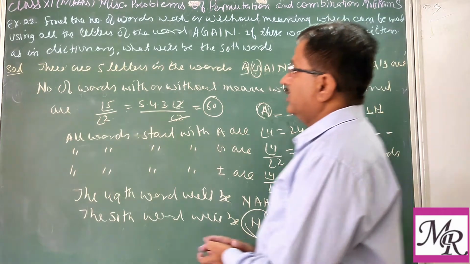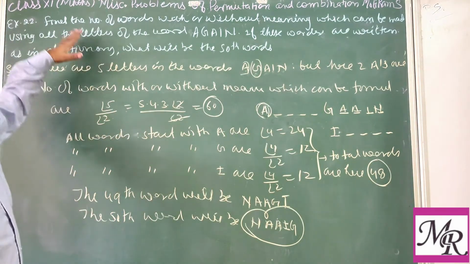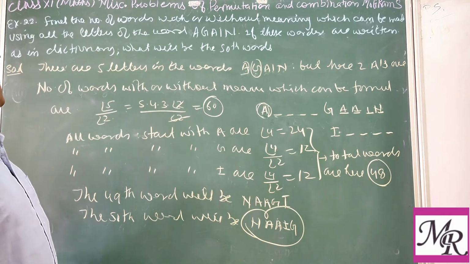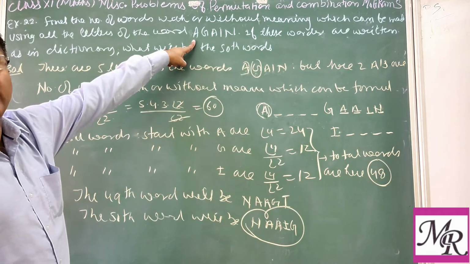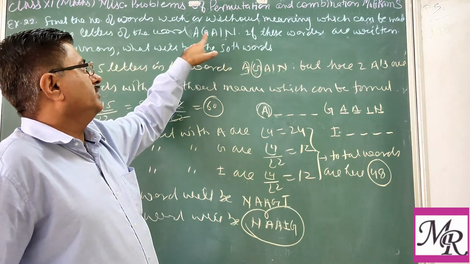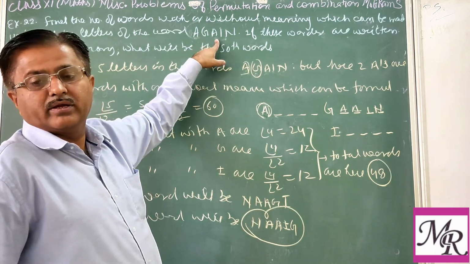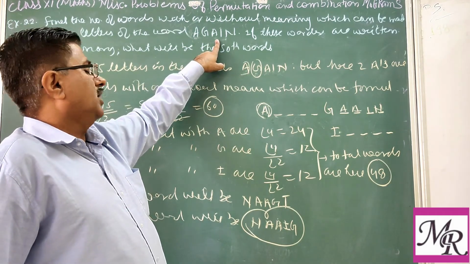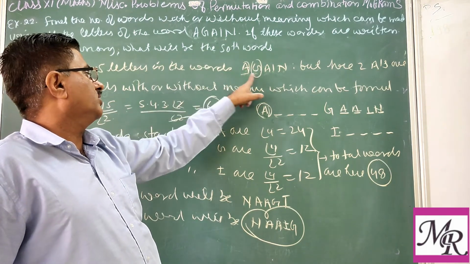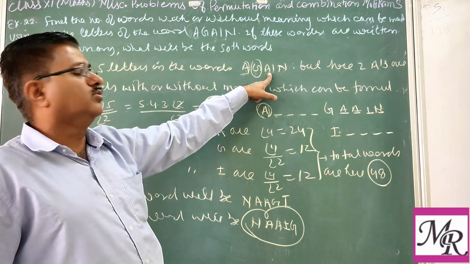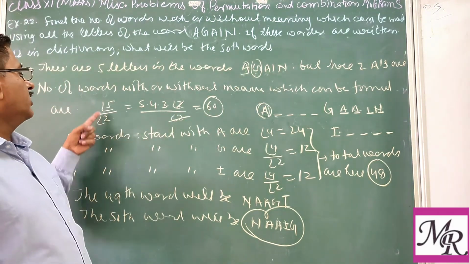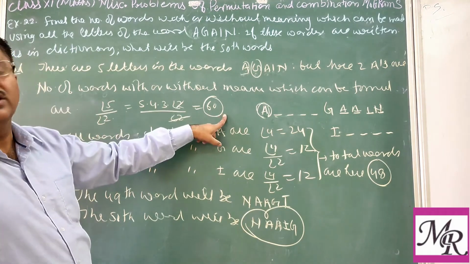So one can review this one. This problem says find the number of words, with or without meaning, which can be formed using all the letters of the word AGAIN. Means here we are using all the 5 letters of the word. So here 2 letters are repeating. It means you can use the formula for when some objects are identical. So factorial 5 upon factorial 2. Why upon 2? Because there are 2 A's identical. So the total number of words with or without meaning will be 60.